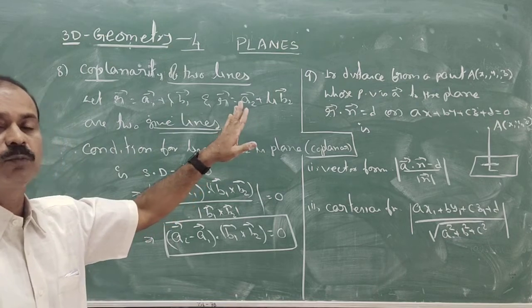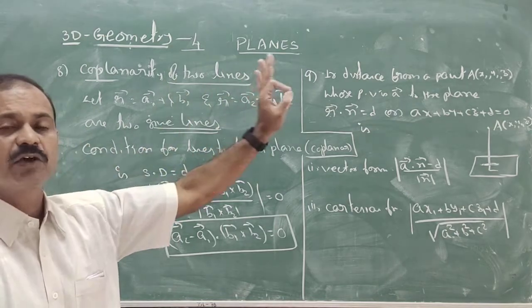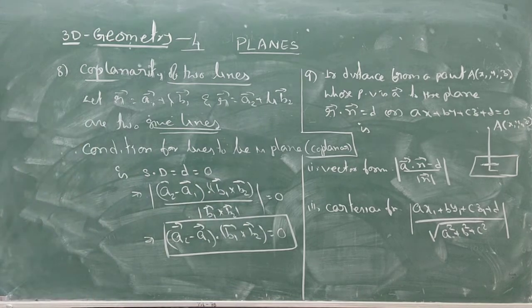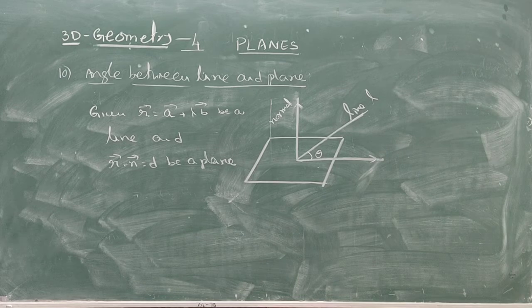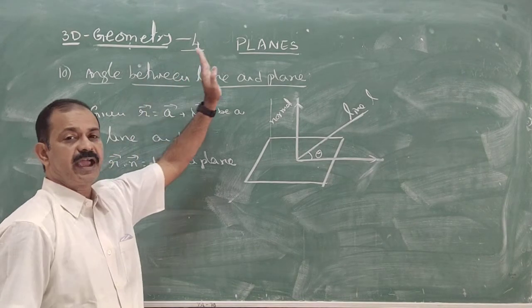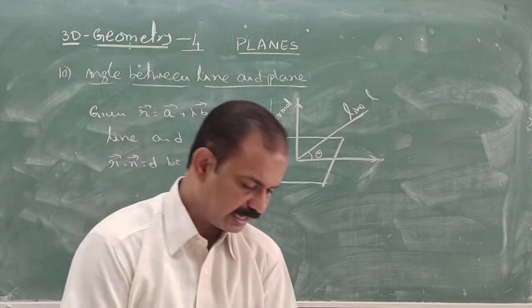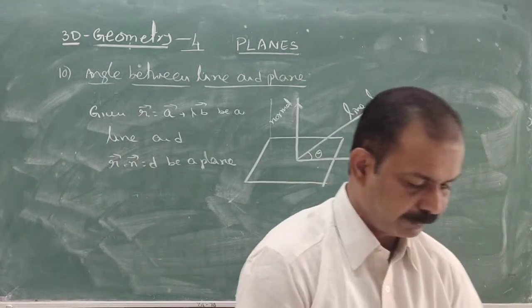Now we have come almost to the end. Now only a single concept is left over. So let me see the last concept, that is angle between a line and plane.